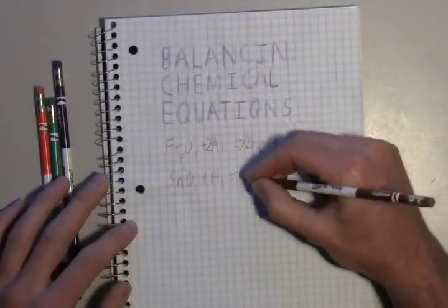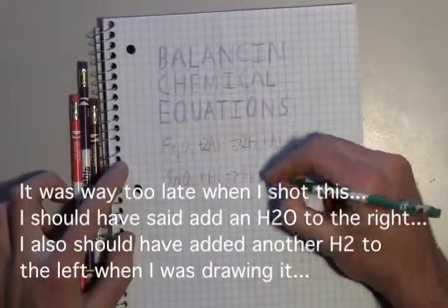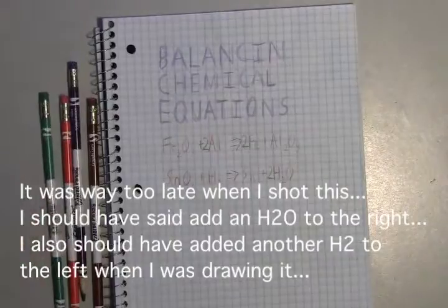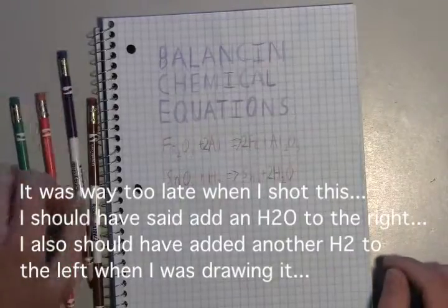Let's look at another one. We have the same amount of tin on both sides. Let's add an oxygen to the right and 2 hydrogens on the left, and now it's balanced. Let's do something a little harder.